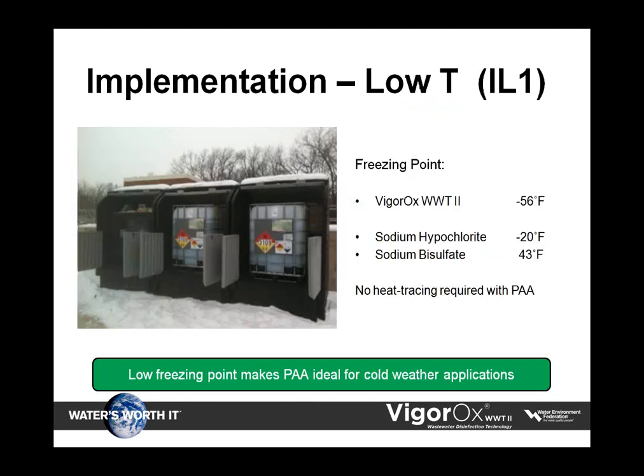This winter, we had the opportunity to run a full-scale demonstration at a plant in Illinois during the infamous polar vortex. Temperatures plummeted to -30 degrees, but the Vigorox system continued to operate flawlessly. The key here was the low freezing point of PAA. As you can imagine, this property allows plants to save in insulation and heat tracing compared to chlorination and dechlorination systems.